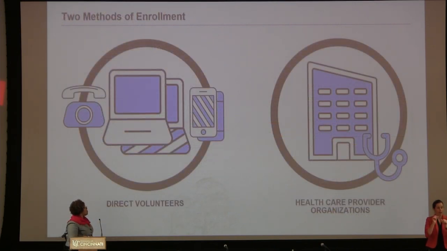There are two ways that people can enroll in the program. You heard me talk about direct volunteers and healthcare provider organizations. So those are the two paths. If you're a member of one of the healthcare provider organizations, you can join when you go in for your regular visit, if you so choose. Or you can join by the direct volunteer pathway.